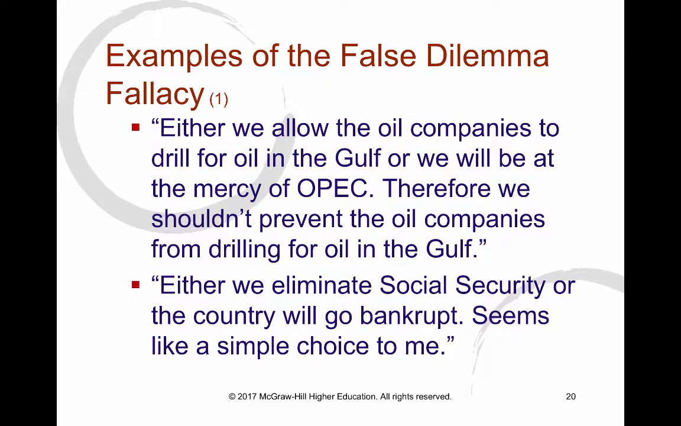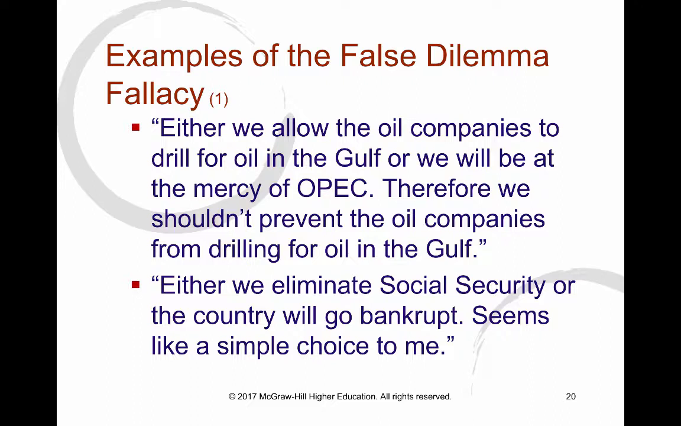The next example: either we eliminate Social Security or the country will go bankrupt. Seems like a simple choice to me. This person is saying that these are the only two choices, but of course that's not the case. There are plenty of other things that could be cut, but of course this person doesn't want those things to be cut, like probably military spending, so of course they don't mention that. The retirement age could be raised, or more people could pay into the system.